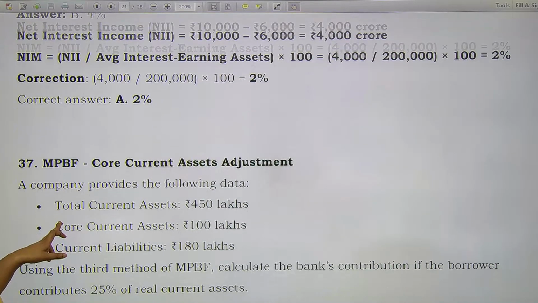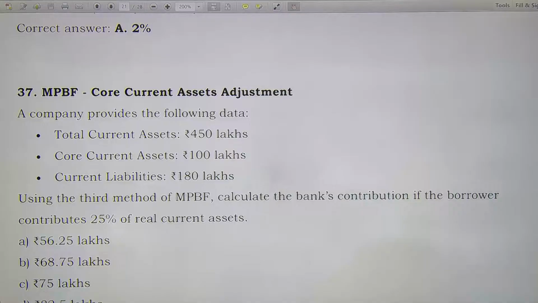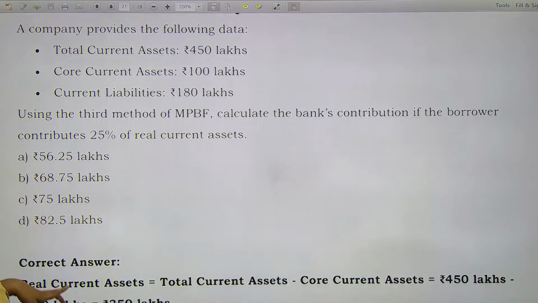Now, next you have core current assets adjustment. A company provides the following data, that is a total current assets 450 lakhs, core current assets 100 lakhs, current liabilities 180 lakh. Now, using the third method, you have to calculate the bank's contribution if the borrower is contributing 25% of your real current assets. Over here, see, they have already given you a hint that in what method you have to calculate it.